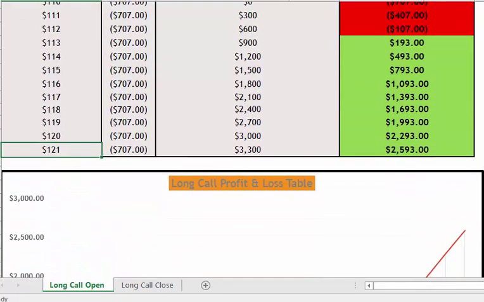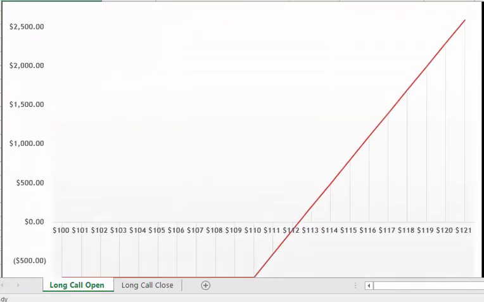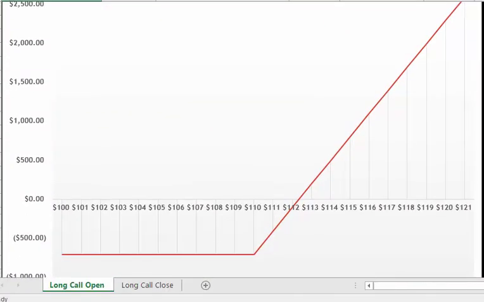So all we've done then is put it into a graph form. So again, that's just representing those results in a graph. You can see here, this is our loss, which is absolutely capped. And as the share price starts to rise here, you can see we get across our break-even point and our profits start to rise all the way up as the share price is rising.